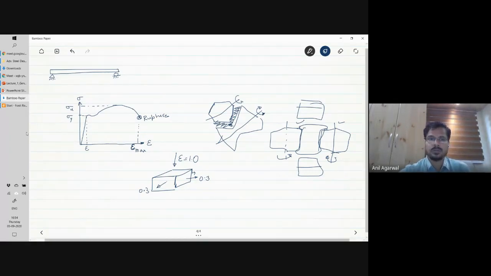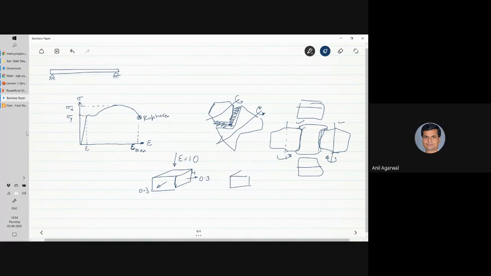However, if this specimen, the same specimen, and by the way, this is a very crude example, these are not exact numbers, but almost the same thing.